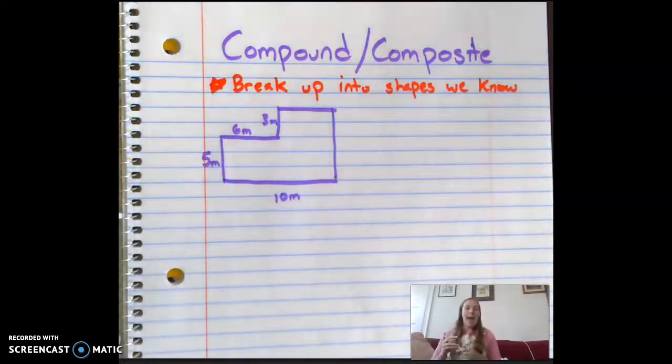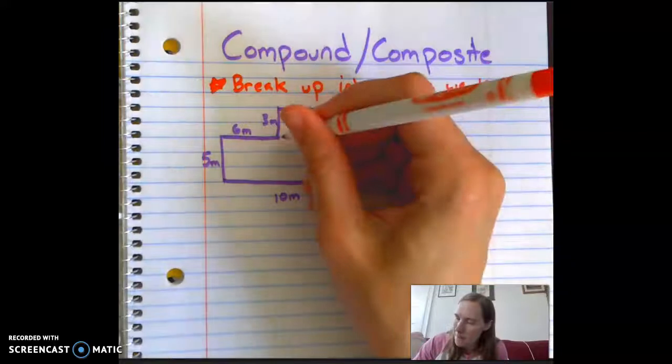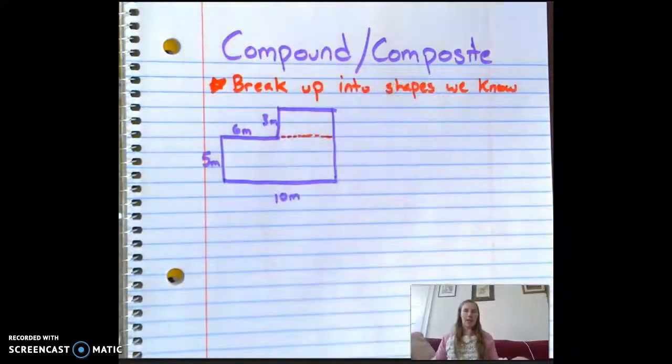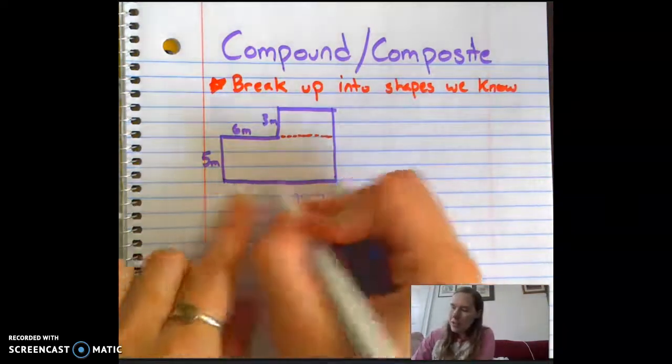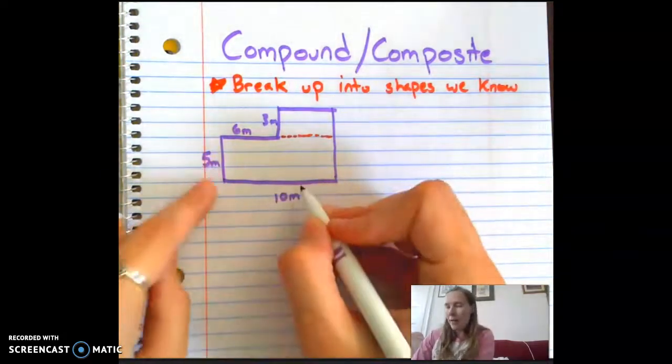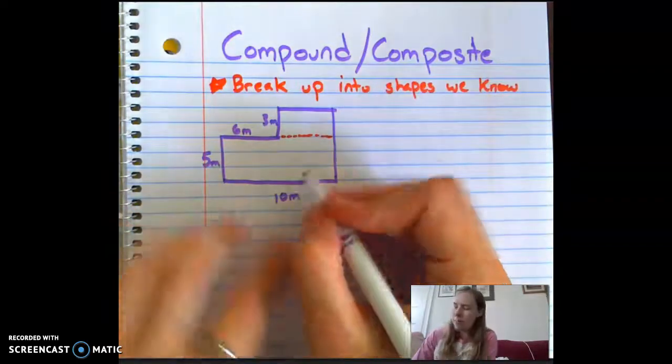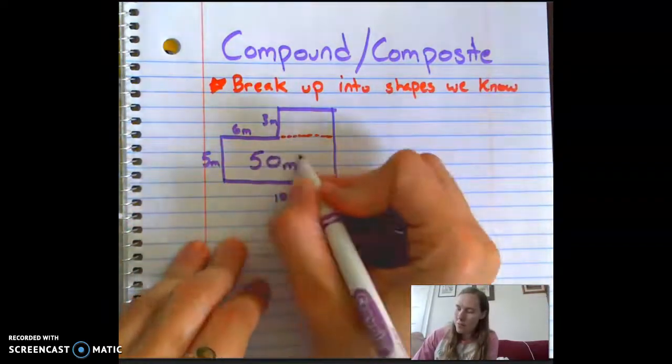But if I want, I can break this up into shapes I know. So I'm just going to make it into 2 rectangles. So rectangles, remember, are length times width. So my length of this one is 10, and my height is 5, whatever. So this part is 50 meters squared.